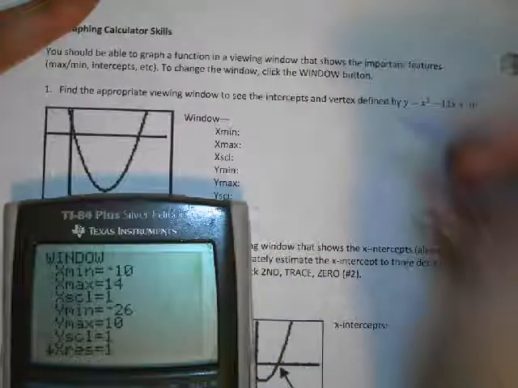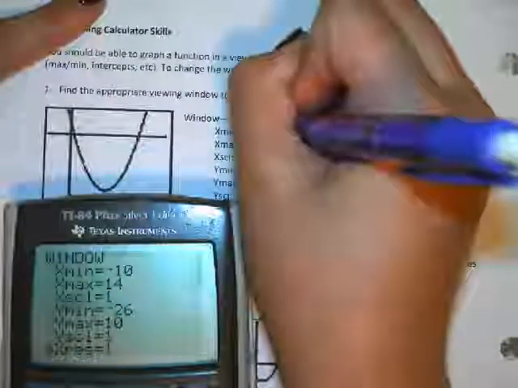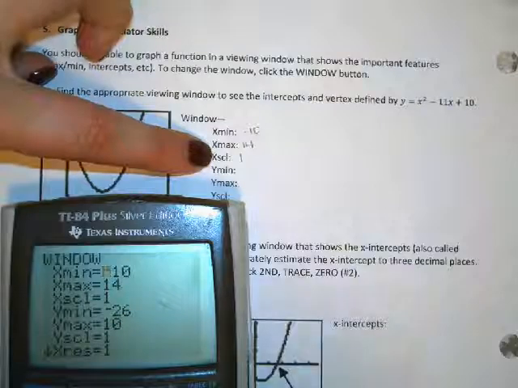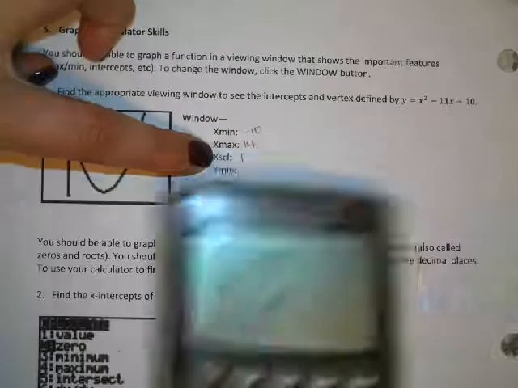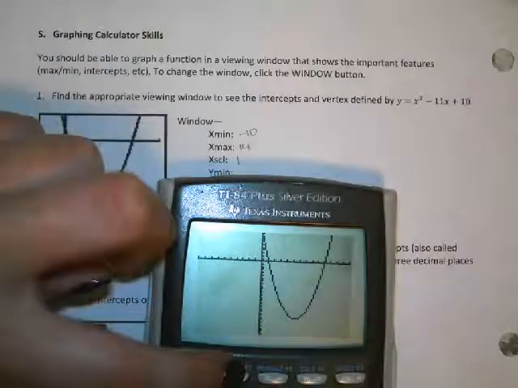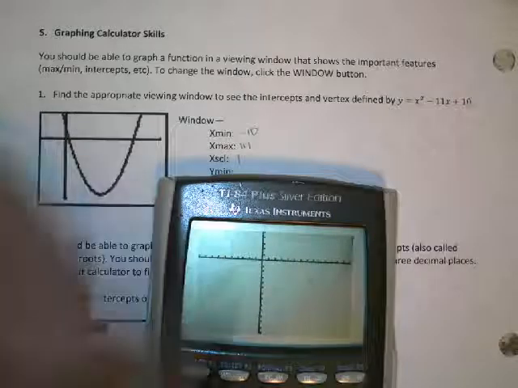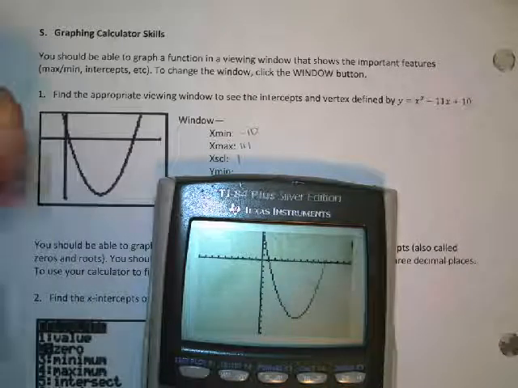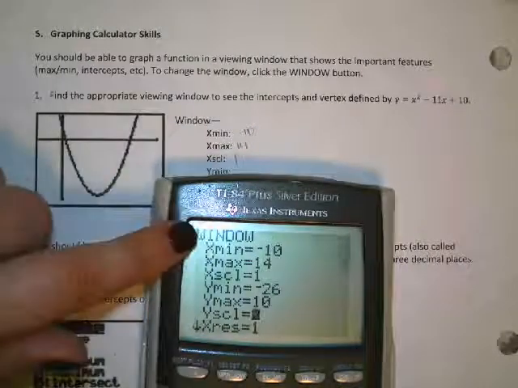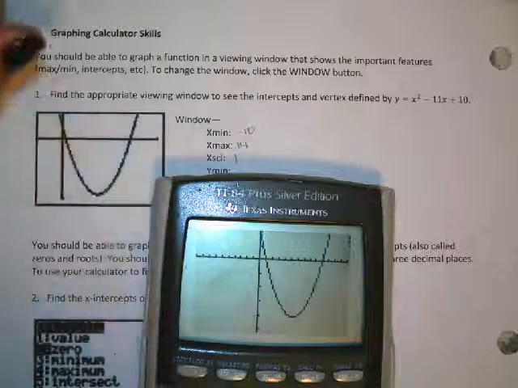So my window, I did negative 10, 14. Scale means, am I going by ones? Am I going by twos? If you look right now on your graph, the tick marks on the y-axis are really close together. If you go by twos, they're a little more spread out. You could even go by fives, and they're spread out even more. So that's just what they mean by the scale.